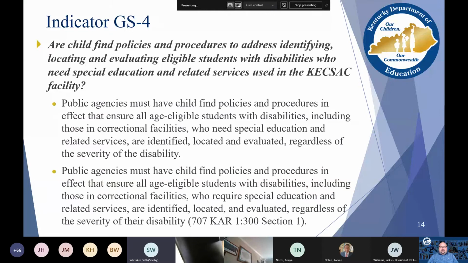GS4, remember what I said about having a lot of words on a page, but this is probably one of the most important ones, and I'm going to be perfectly honest with you. This is one of those that through the years, we've seen a lot of folks haven't necessarily followed the way they're supposed to. Are child find policies and procedures in place to address identifying, locating, and evaluating eligible students with disabilities who need special education and related services used in the KECSAC facility?